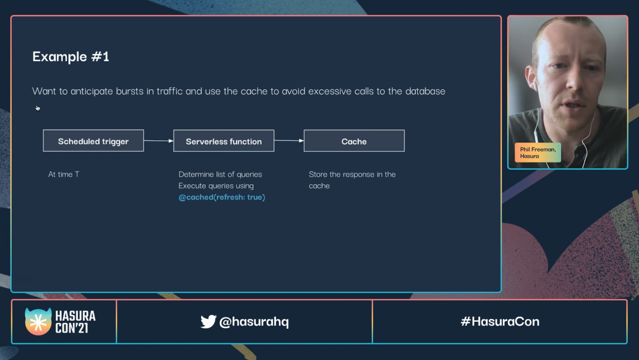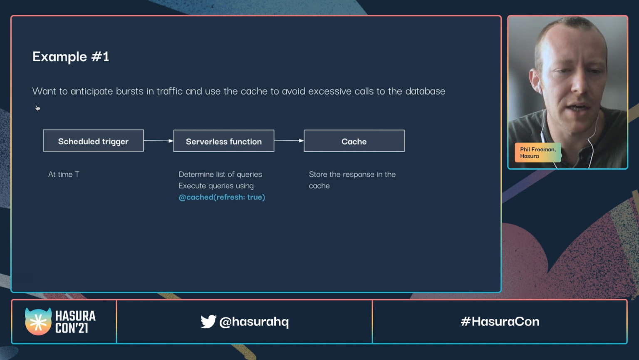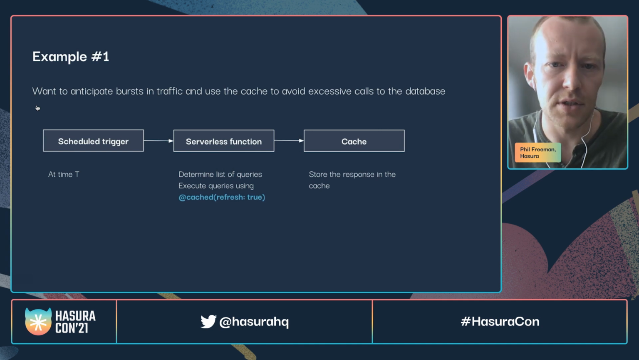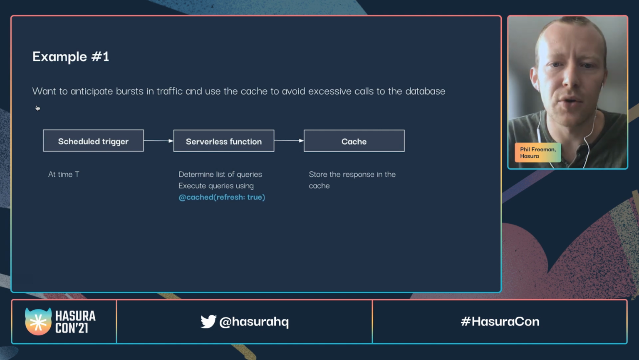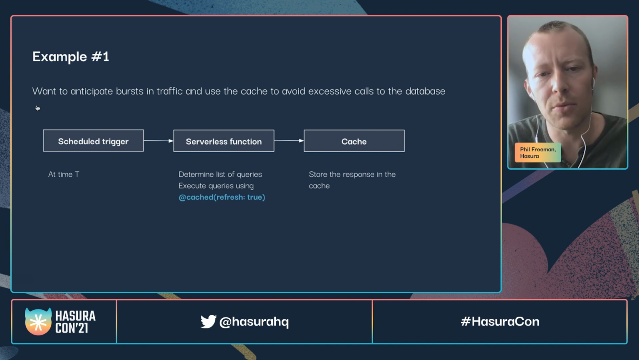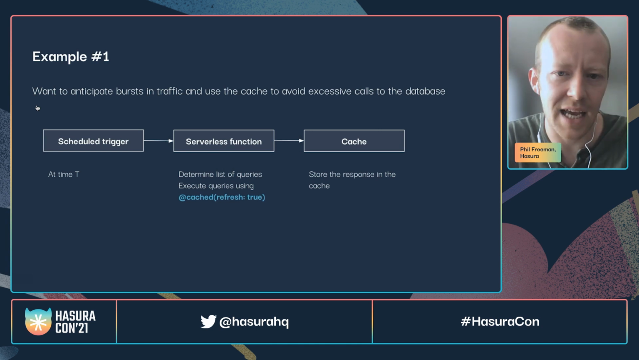The first case is where we want to anticipate bursts in the incoming traffic, and we want to make sure that the cache is ready to handle requests without incurring too many round trips to the database during a given burst. In this case, we can use Hasura to set up a scheduled trigger right before the expected burst, let's say a minute before. That trigger is going to delegate to a serverless function, which you can host on whichever hosting provider you prefer. It's going to determine the list of queries that need to be cached and then execute those queries as normal, just passing control back to Hasura, but making sure to set that cache directive.